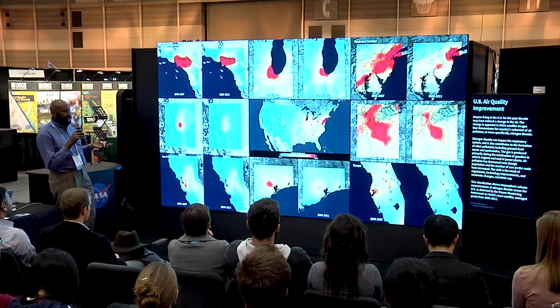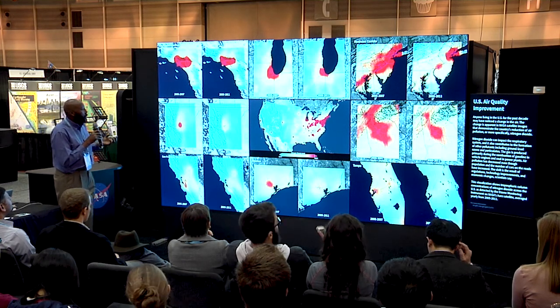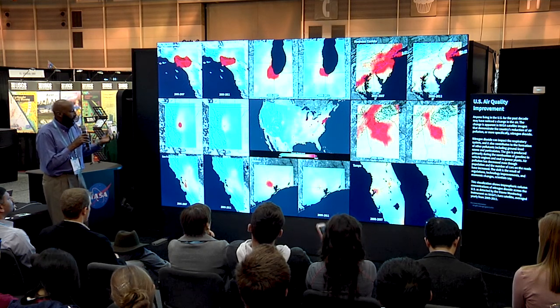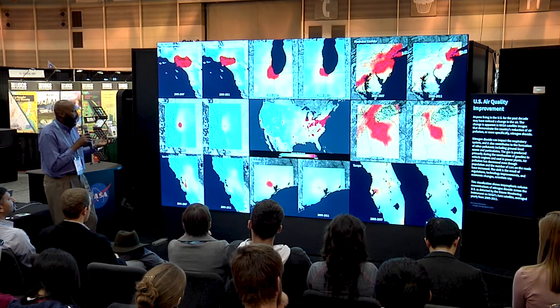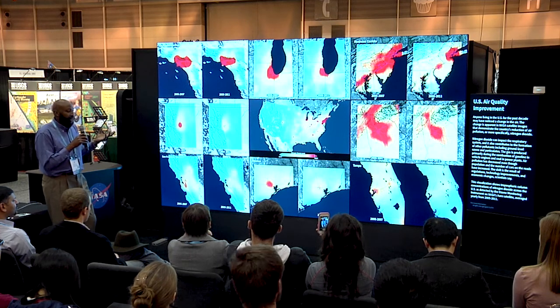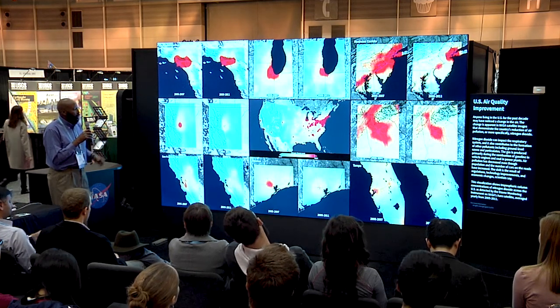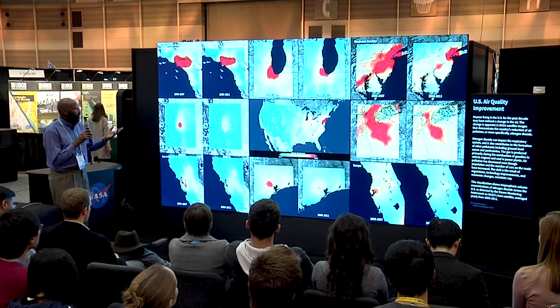This is really a good news story because it tells us that nitrogen dioxide is decreasing and the air is getting cleaner, and most of the result of this is the regulations that have been imposed on a lot of the emitters of nitrogen dioxide to reduce their emissions.